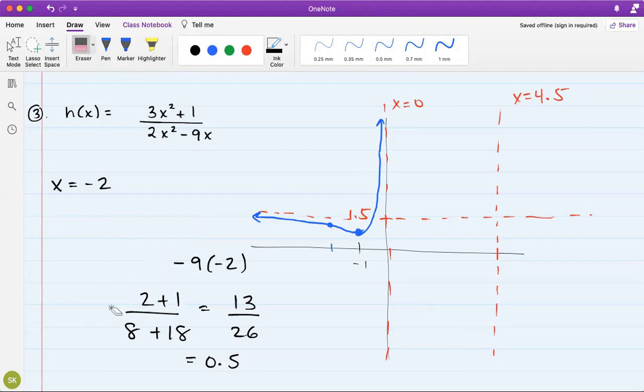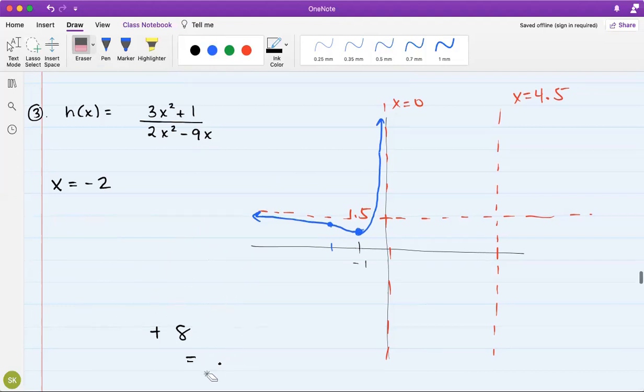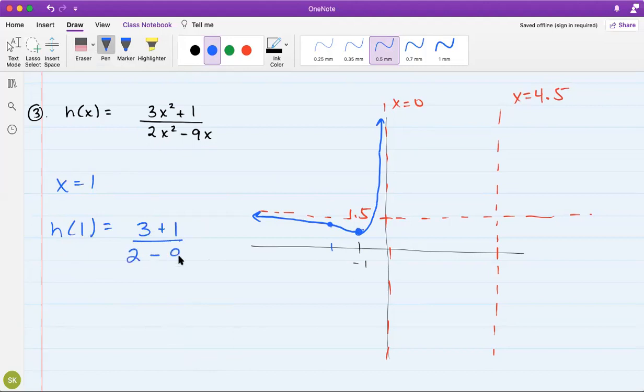Okay, so now let's plug in something that is bigger than 0 but smaller than 4.5. I think a nice number to plug in is 1. So if we plug that into our function, we get 3 plus 1 over 2 minus 9. So we get 4 over -7, which is a negative number. Okay, so if this is 1, we're getting a -4 over 7. So it's going to be down here underneath this axis.